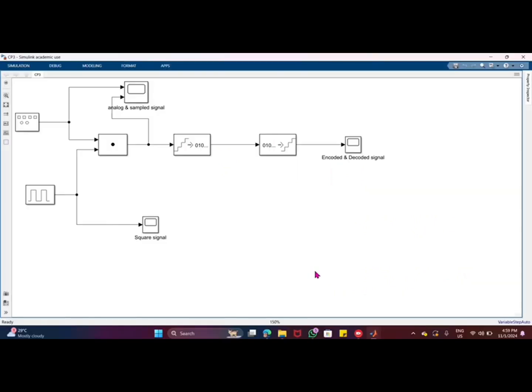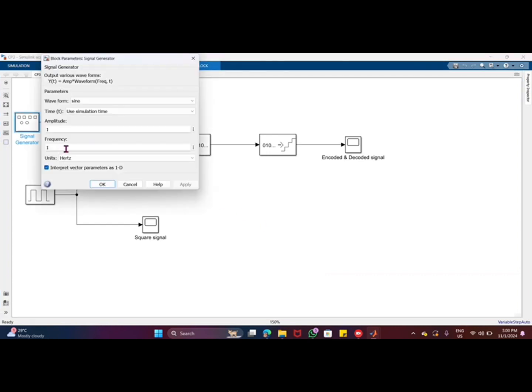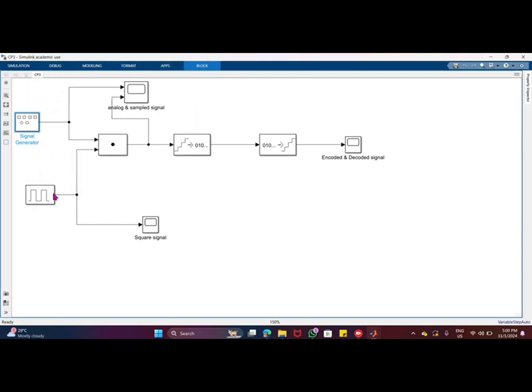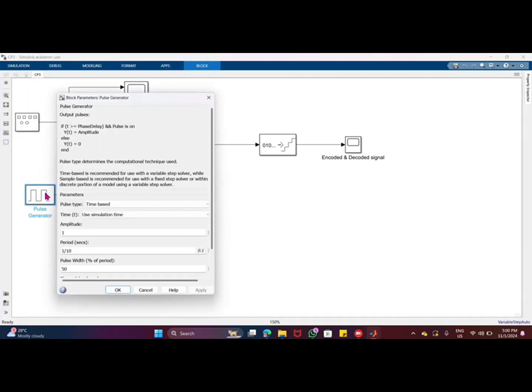Today I will show you task number 3, which asks us to use MATLAB Simulink for question 1 and question 2. So this is the Simulink diagram for question 1 using a signal generator. Then we set the amplitude to 1 and the frequency to 1, and the unit is set in Hertz. Then we use a pulse generator.